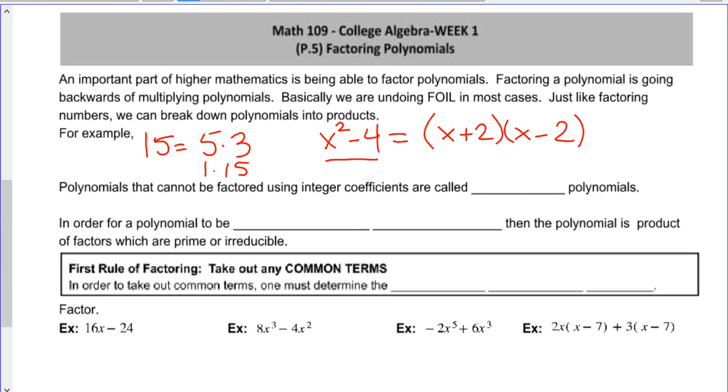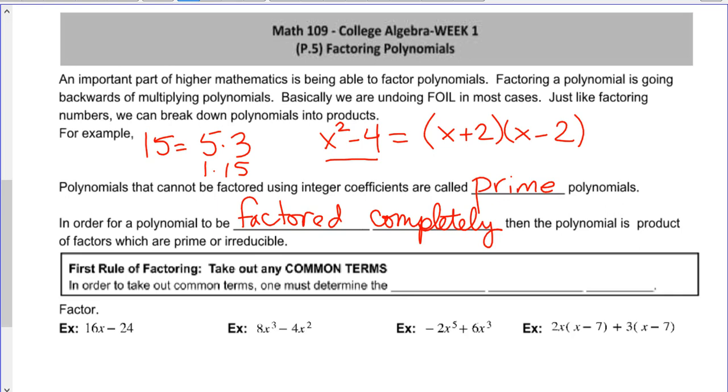So what we want to look at is polynomials that cannot be factored using integers are also called prime polynomials. So we have prime numbers, like the number 3 is prime, the number 7 is prime, 11. We also have prime polynomials that do not factor down. But in order for a polynomial to be factored completely, all the way down, the polynomial must be a product of factors which are prime. So basically you just kind of keep going down and ask yourself, can I go further? Can I go further? Okay? And we will do that throughout.